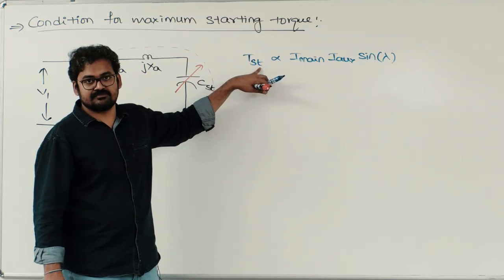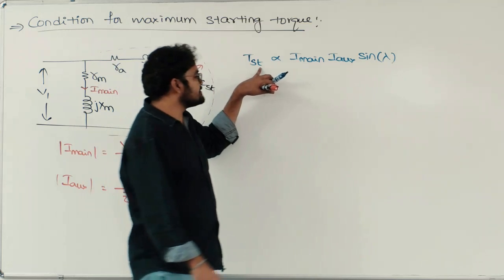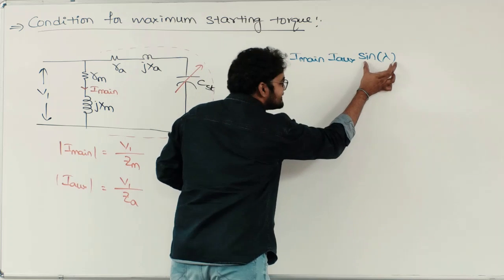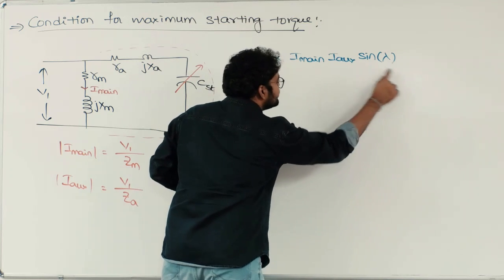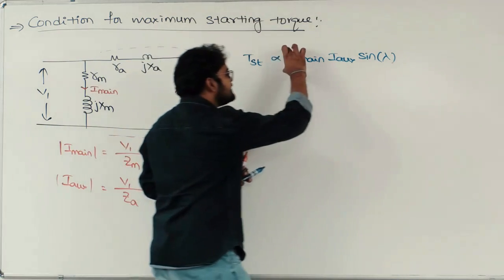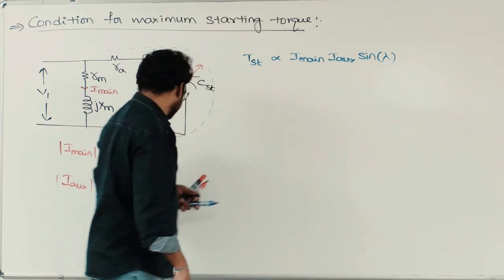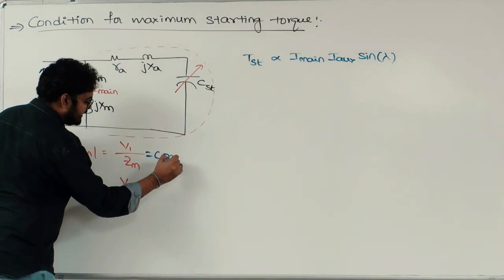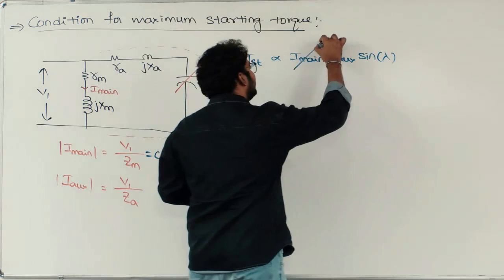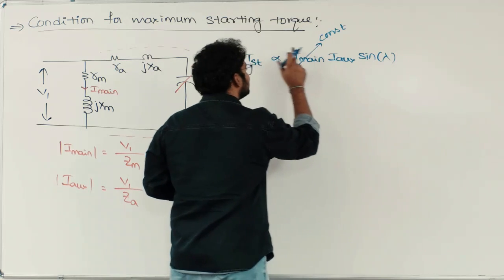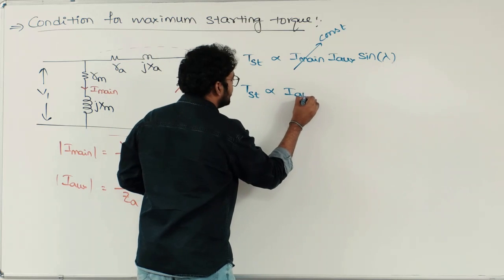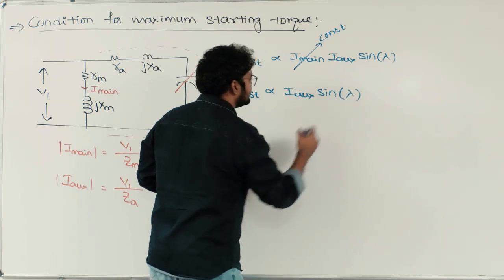But that is wrong answer. If lambda is equal to 90 degrees, this sine product will be maximum. But our requirement is not only sine product maximum, this entire product to be maximum. Then only maximum starting torque is possible. But out of this entire product, which current is already constant? Main winding current is already fixed. It is constant because main winding parameters are fixed. If main winding current is already constant, can I include this constant current in the proportionality? Therefore, starting torque is proportional to auxiliary current into sine lambda.